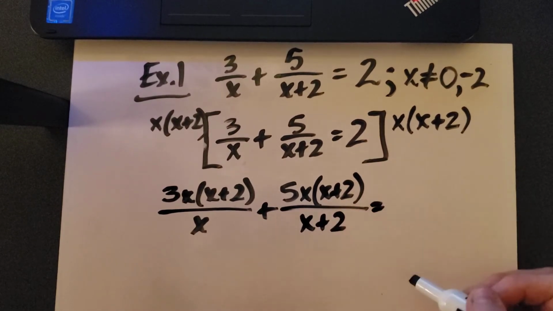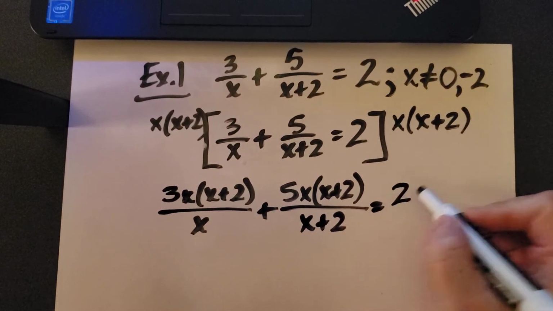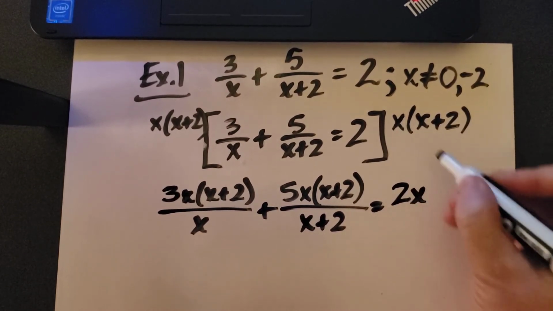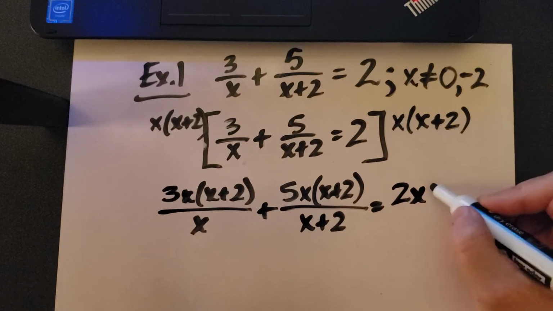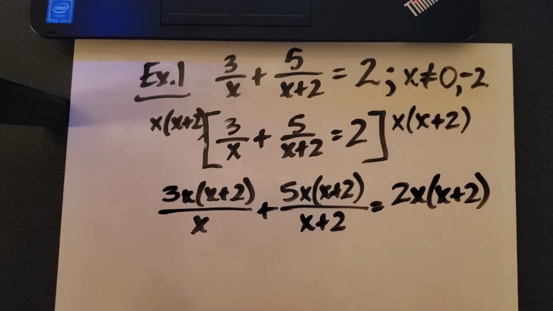And now on the right-hand side of the equation, I've got this 2, and that 2 has to get multiplied by the LCD as well. So the 2 is getting multiplied by the x and the x plus 2. Okay? So that is step 3, which is to multiply both sides of the equation by the lowest common denominator.